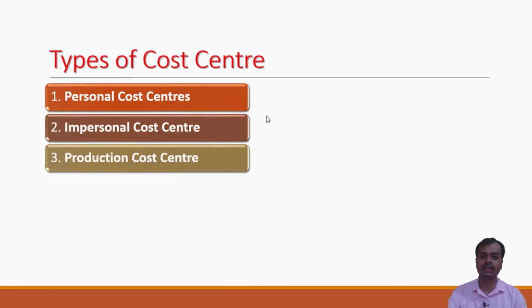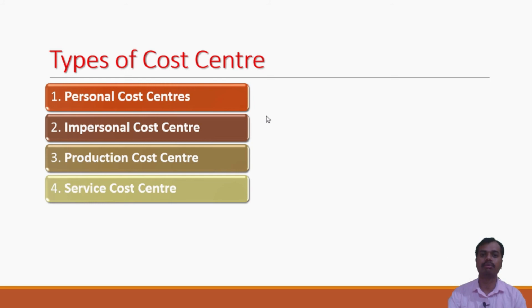Third type of cost center is production cost center. In a manufacturing concern, a cost center refers to machine shop, welding shop, grinding shop, polishing shop, painting shop, assembly shop, and the like. Such a cost center is a production cost center. Next type of cost center is service cost center. In a manufacturing concern, some centers like stores, power, transport, accounts, personnel department, etc. are rendering services to the production cost center. Such a center is a service center.